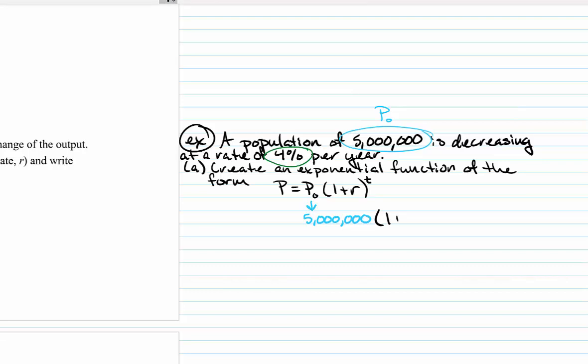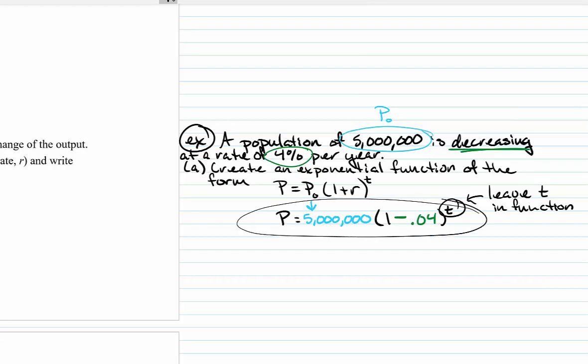So that means we'll have 1 plus, well, is it an increasing rate or a decreasing rate? It's a decreasing rate. So actually it needs to be 1 minus 0.04. That's how you get the factor if your rate is decreasing. You have to subtract, to the T. They didn't tell us a time. This is just a function of time, so leave T. Leave this in the function until they give you a time. And leave P in the function, because if we don't know what the T is, we don't know what the P is. It depends on the T. So this is it. This is a function in exponential form.